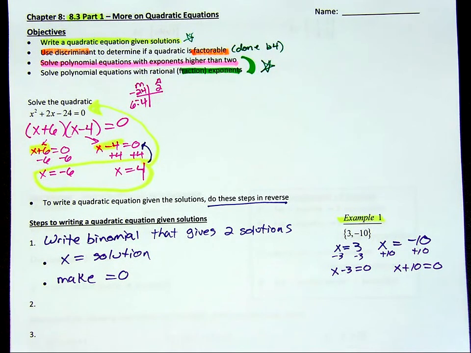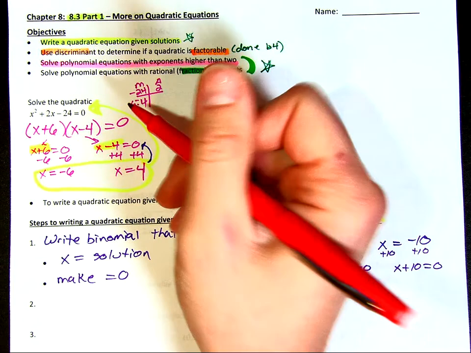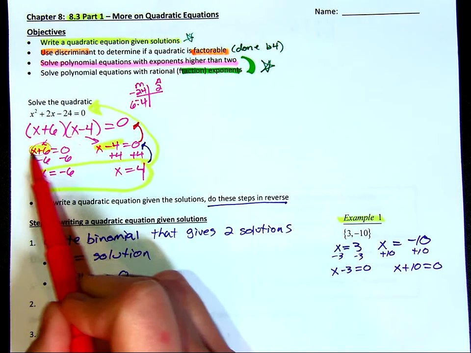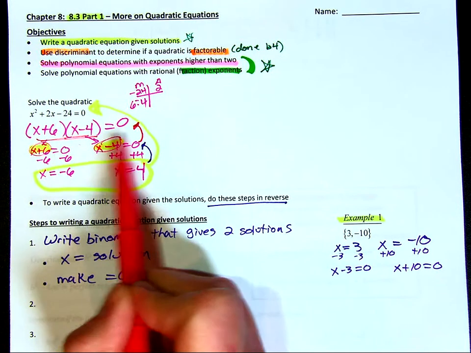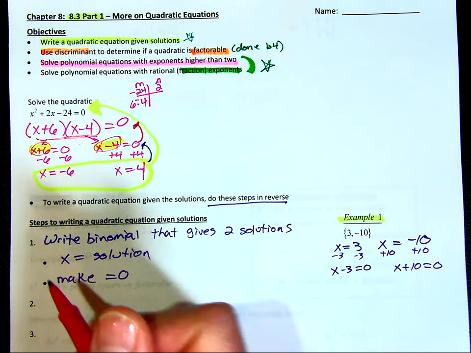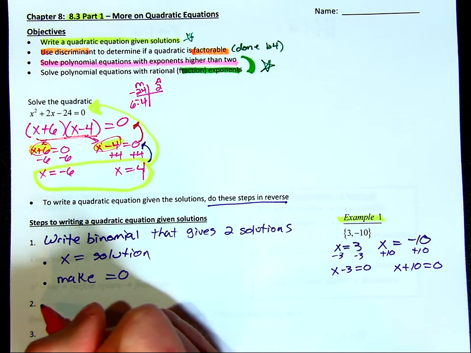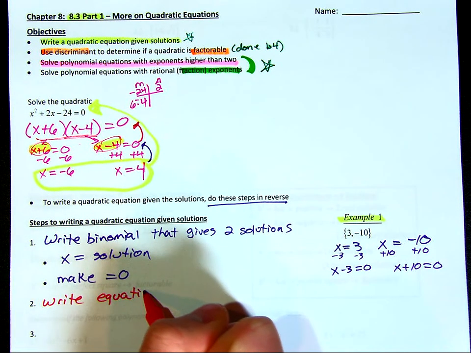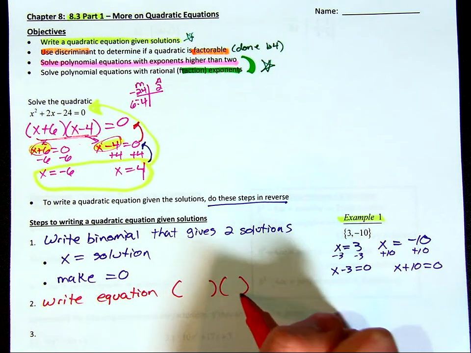Now that we know that piece, we need to go back one step further. In other words, we're going to take those two pieces, multiply them together, and set it equal to 0. So that's step 2. You're going to write your equation as the binomial times the binomial equals 0.